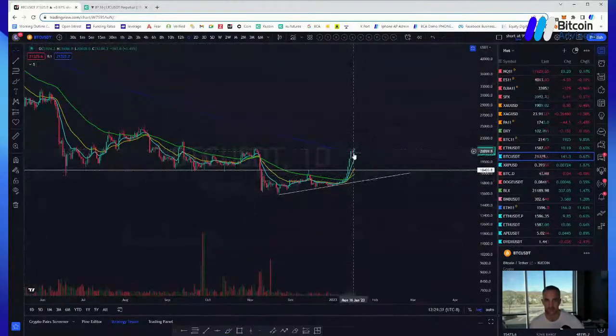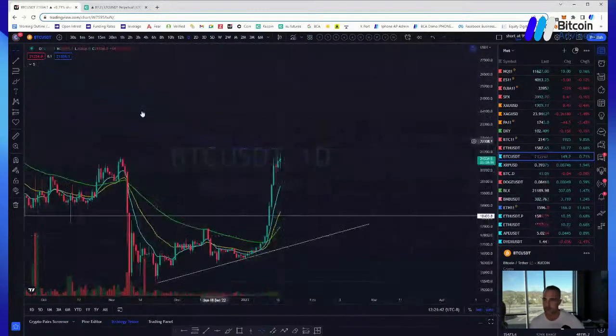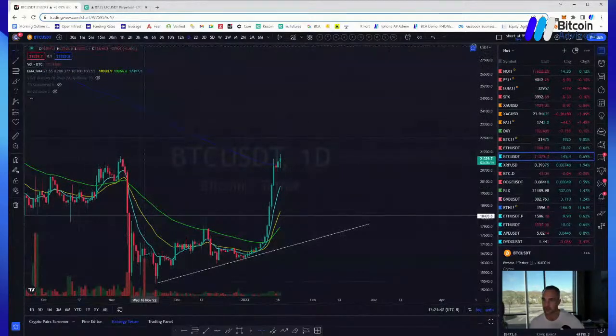The next step would be the purple 200 needs to cross the, let's see if I can make this a little more visible for you guys. Give me a little love here, TradingView. There we go. Nope, it's not doing it for me.